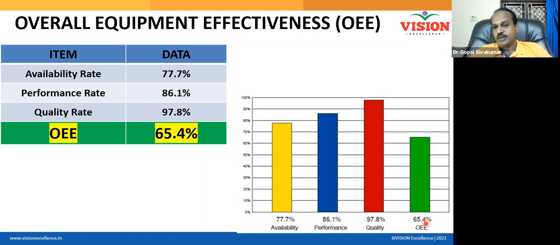And how will you improve OEE? By improving the availability. Improving the availability is a project. Improving the performance is another improvement project. Improving the quality is another improvement project. In order to improve the availability, the performance, and the quality, you have to first of all create a value stream map of the process. Do you understand?